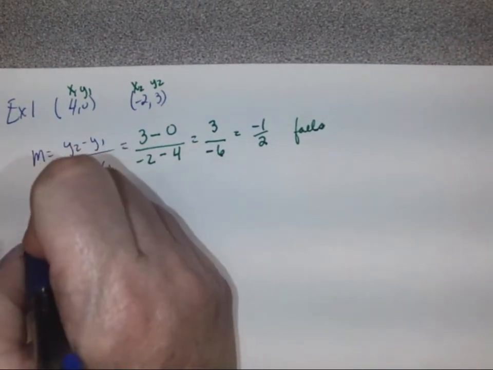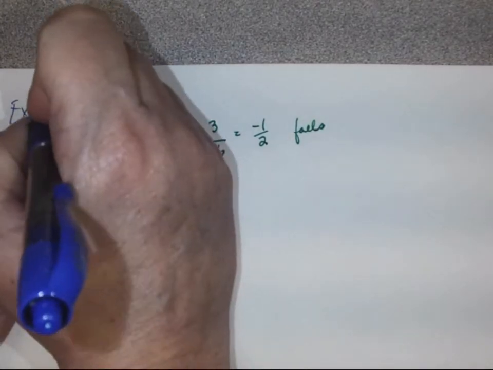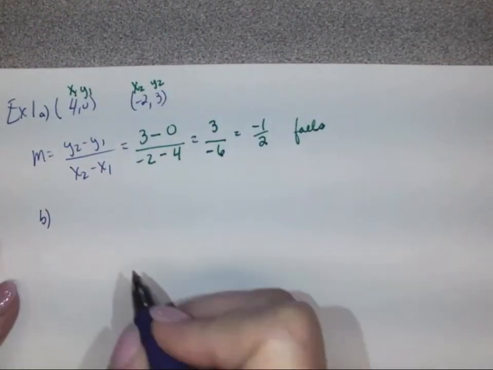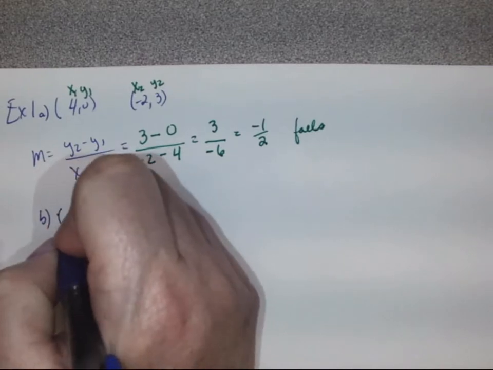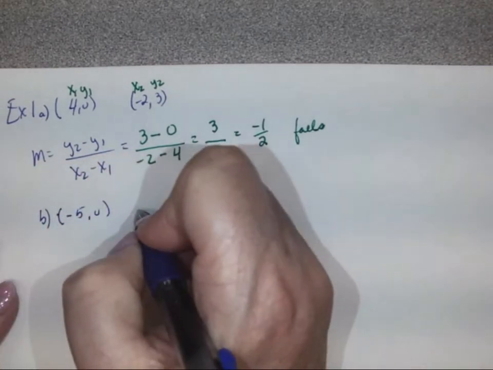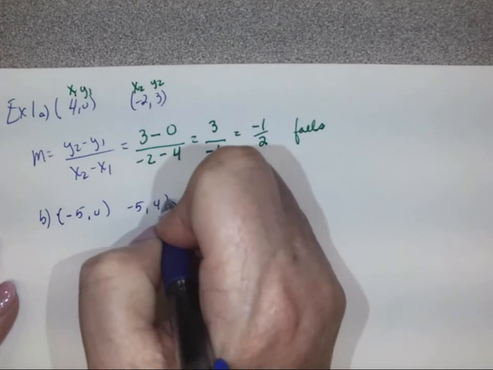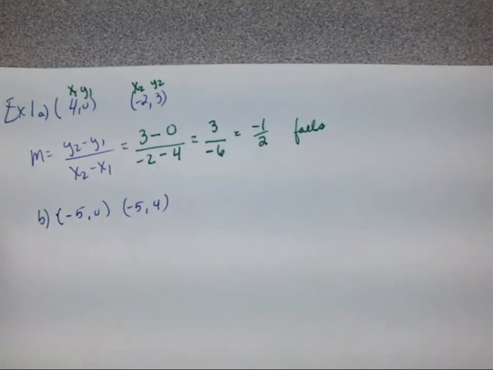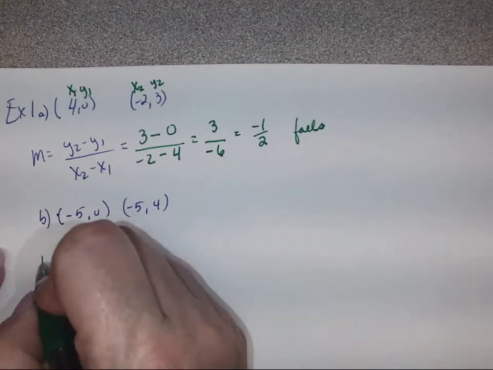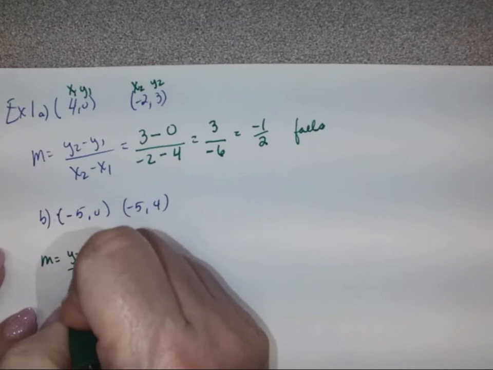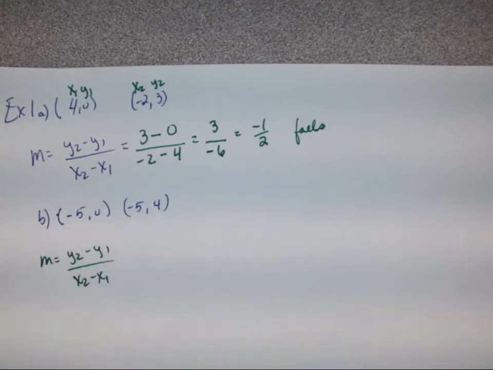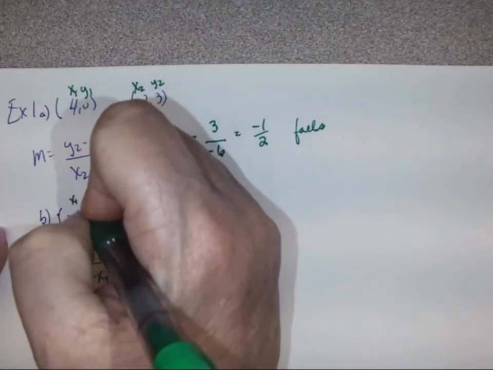All right, let's look at part B. So this is part A. Let's look at B. So B, we're going to have -5, 0 and -5, 4. Those are our 2 points. So again, we're going to write our formula, y sub 2 minus y sub 1 over x sub 2 minus x sub 1, and I'm going to label my points.